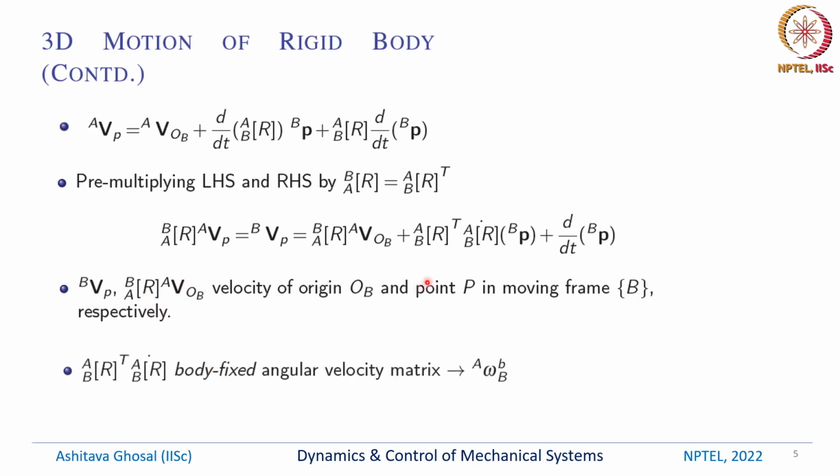So now if you carefully look at this expression, what you can see is this is like R transpose R dot, ABR transpose ABR dot. This we have seen earlier is the body fixed angular velocity vector of B with respect to A. So here is that B superscript which tells you that this is the angular velocity vector in the body coordinate system.